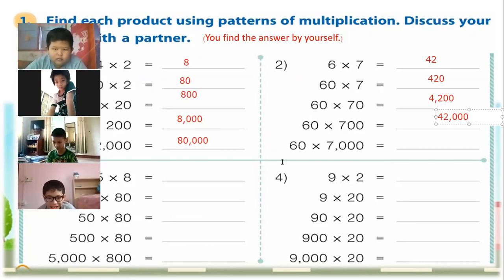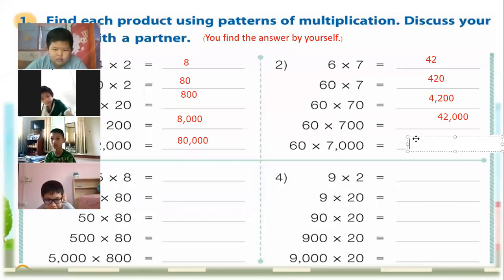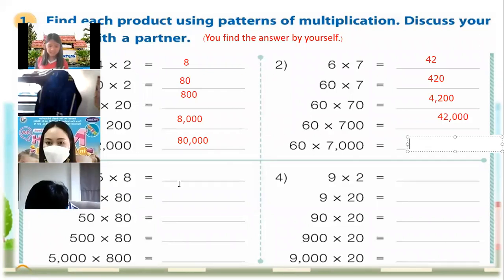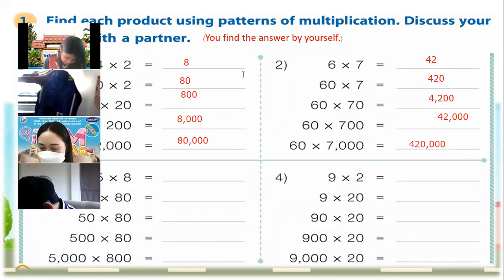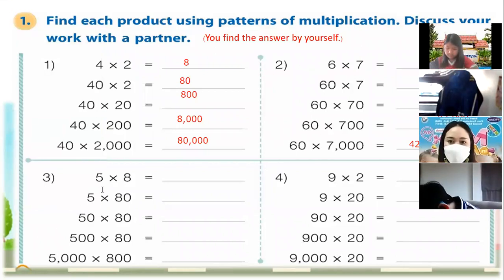Step 5. We have total 6 tens multiplied by 7,000. So how much will it become? 420,000. Very good. 420,000. That is the correct answer. Okay, very good. Now, question number 3. Question number 3, we have 5 multiplied by 8. 5 into 8 become how much?